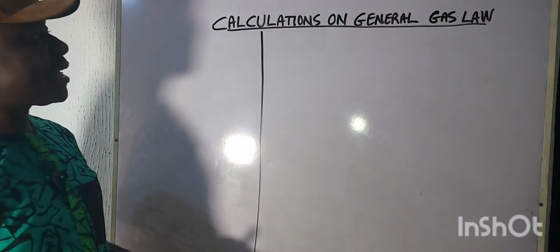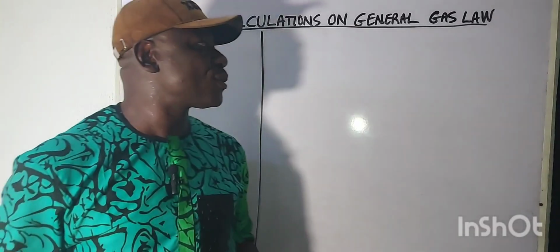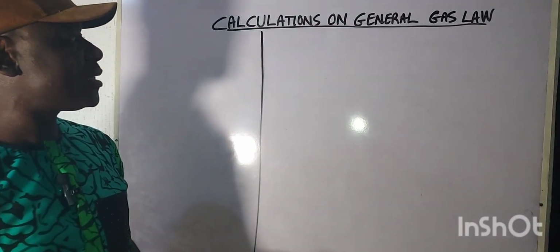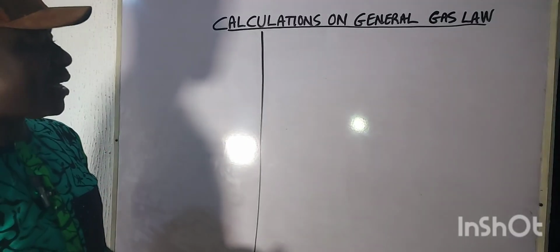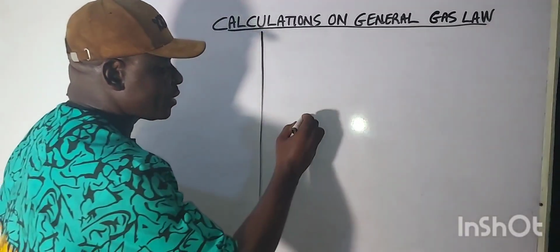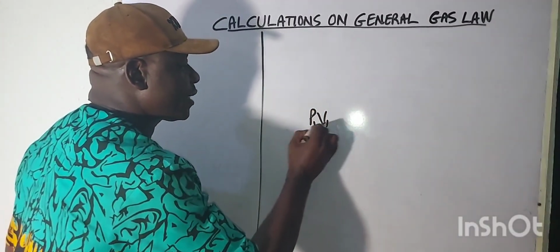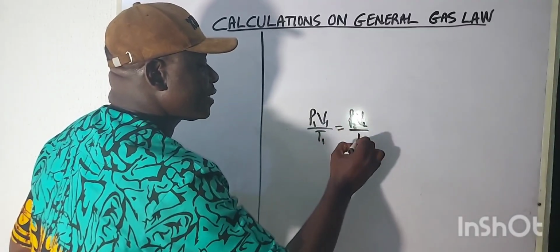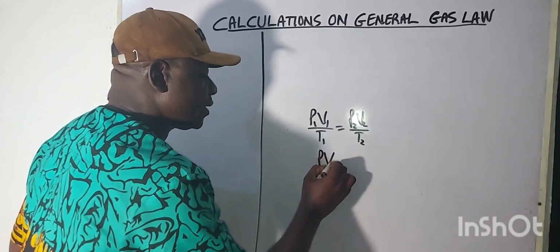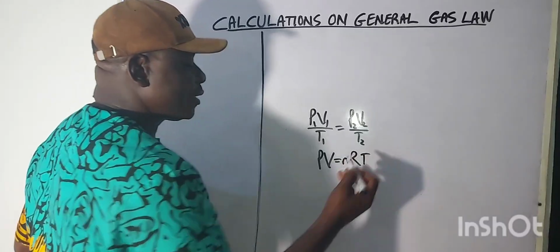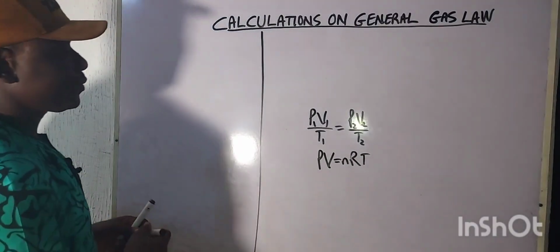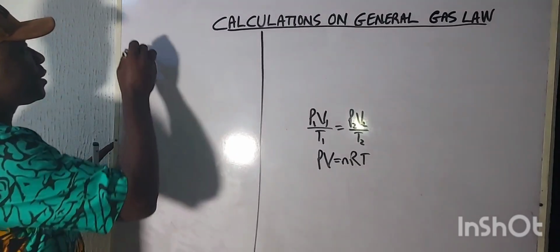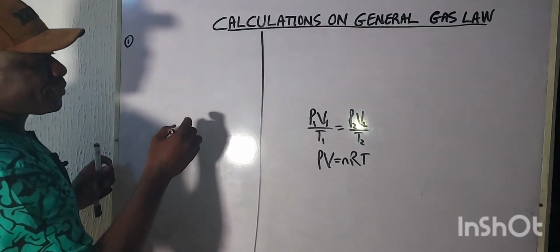So, in our next segment, we are going to be looking at the calculations on the general gas law. In our previous lesson, we talked about the general gas law. The formulas you can use in solving questions are P1V1 over T1 equals P2V2 over T2, or you can still use PV equals nRT, depending on the nature of the question. So, let's take an example. We'll take one example that will use this method, and another example where we're going to use the other method. So, let's start with example one.